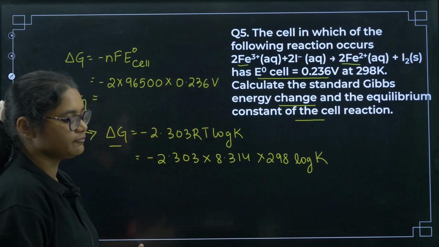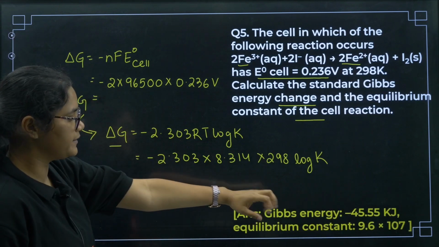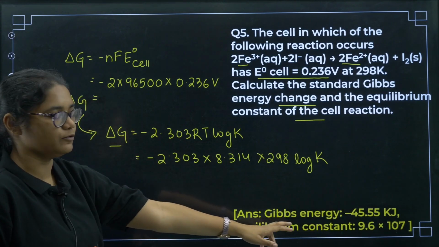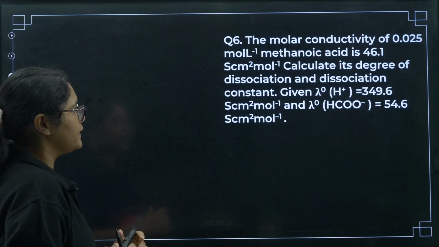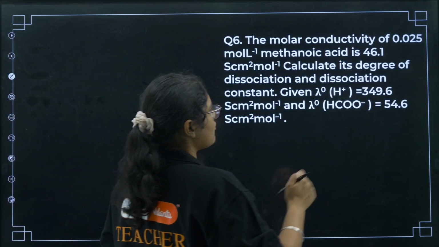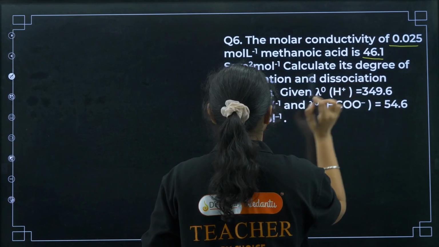Once you solve this, you will be finding the value of K as well. So Gibbs free energy will be that much and the equilibrium constant value will be 9.6 into 10 to the power of 7.